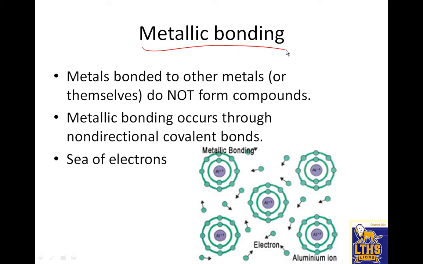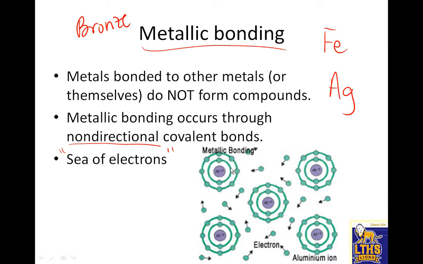So the metallic bonding model is that metals bonded to other metals or to themselves do not form compounds. So this is iron. This is silver. Those aren't compounds. Those are elements. Okay. Bronze has 2 metals in it, but there's no chemical bond. It's just metallic bonding. Okay, so it's not a compound. Metallic bonding occurs through what we call non-directional, so not in one direction, sharing of electrons. Not in one direction. Okay, so another way to say that is called the sea of electrons. So here's aluminum, right? And if you count 1, 2, 3, 4, 5, 6, 7, 8, 9, 10, aluminum's supposed to have 13 electrons, but this aluminum only has 10.